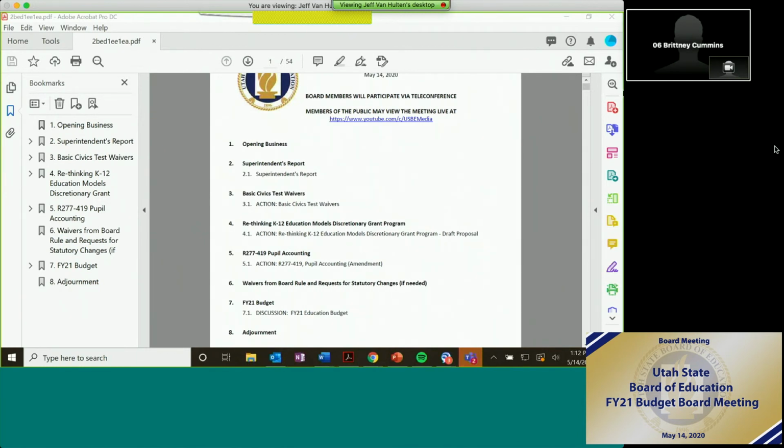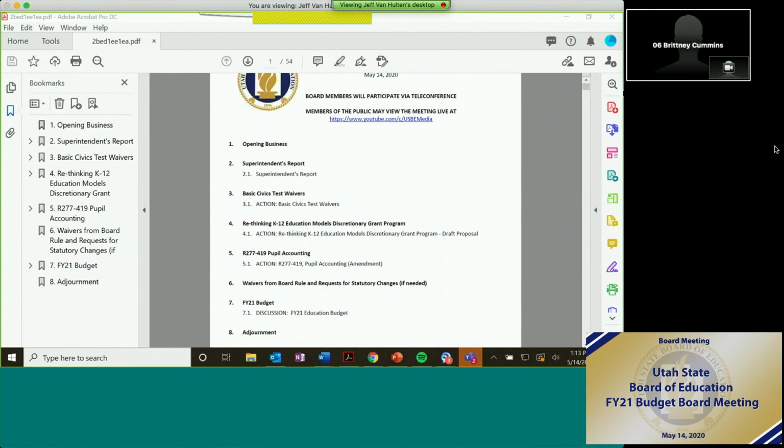So what will happen is the chair will call for a vote, and if you see just at the bottom of your participant area, there's a green check mark or a red X. A green check mark would be a yes vote, a red X would be a no vote. And then you just have to clear that once the vote was taken.